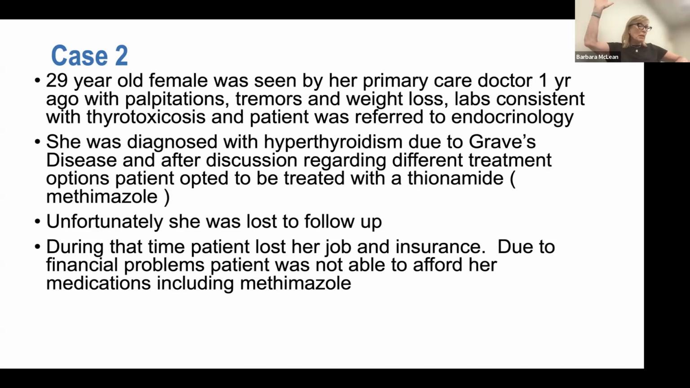Now, the TSH being down is normal. You shouldn't be stimulating the thyroid gland when your T4 and T3 are up. So T4, T3 up, TSH down. She's diagnosed with hyperthyroidism due to Graves' disease, and lots of discussion about treatment. Can we irradiate it? Should we take it out? Or do you want to be treated with iodine? She basically with a thionamide, which is an iodine agent.